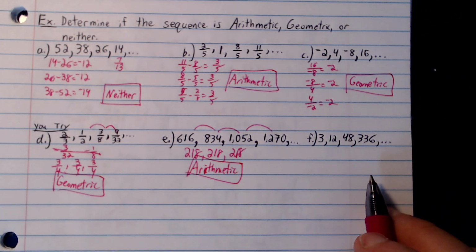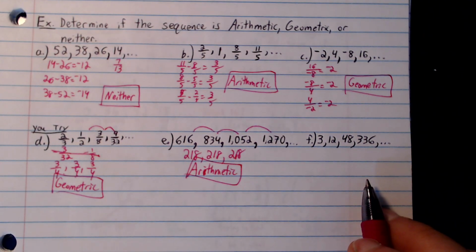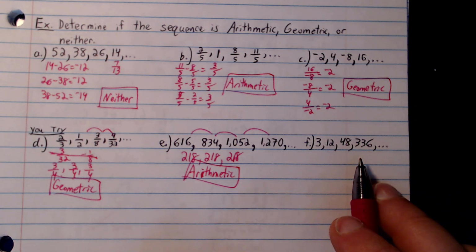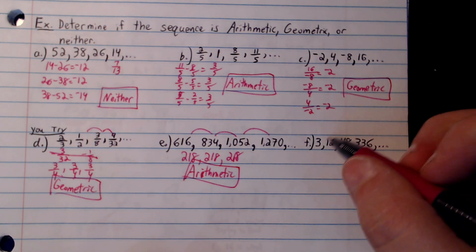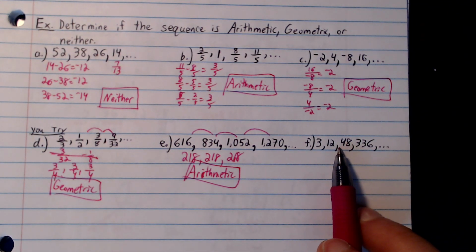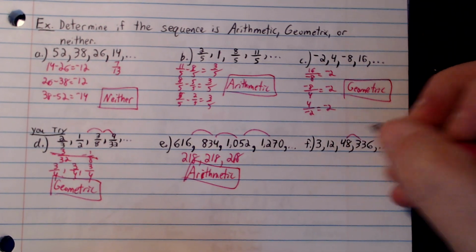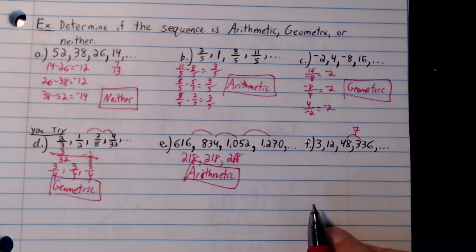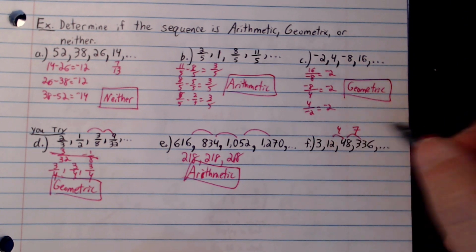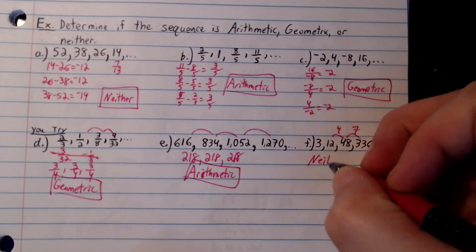And finally, last problem. Last one to check. 336 minus 48. 288. Okay, well that's definitely not the difference between those two, so it's not going to be arithmetic. Let's try geometric. 336 divided by 48. I got 7 as a ratio here. 48 divided by 12 is only 4. So no common difference, no common ratio. Neither.